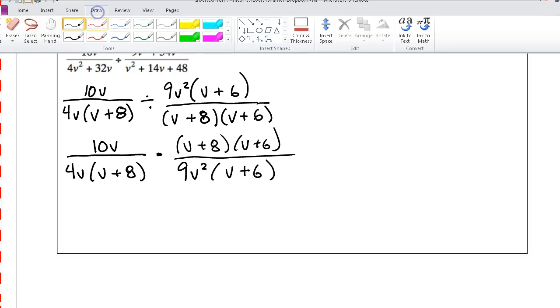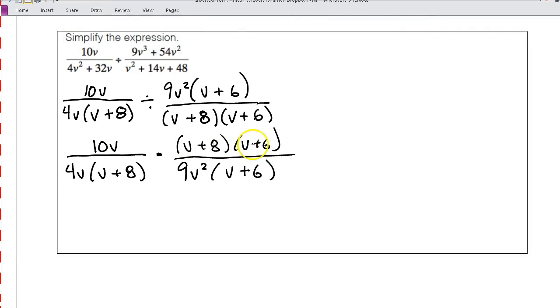Again, the key here is that everything is being multiplied or divided, so we can reduce things, we can cancel things in the numerator and denominator. Here I have a v, and here I also have a v, so I can reduce those out. I have v plus 8 and v plus 8 here. Here's a v plus 6 and another v plus 6. And then this 10 and this 4, I can actually reduce those. I can divide both of those by 2. So if I divide this by 2, I get 5, and if I divide this by 2, I get 2.